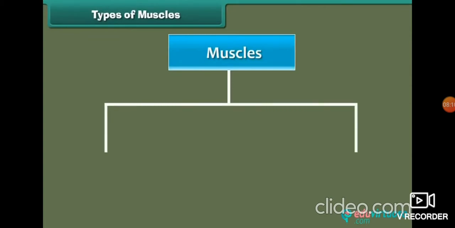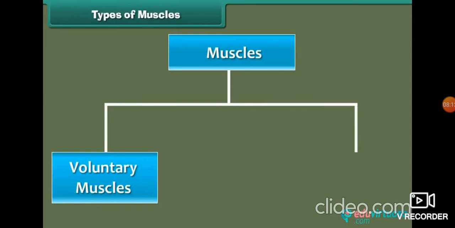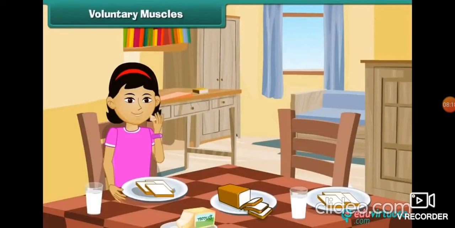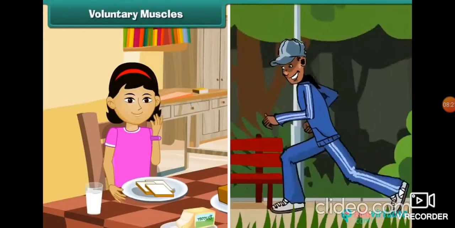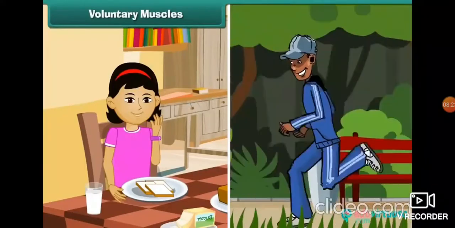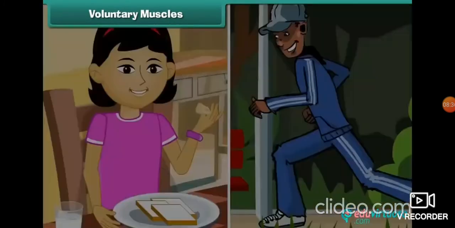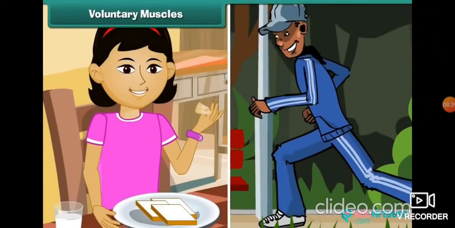There are two types of muscles on the basis of whether we can control them or not: voluntary muscles and involuntary muscles. Voluntary muscles are the type of muscles which are in our control. When we want to eat anything, run, play, or write anything, we can do it by ourselves, right? Because we can control it. So these types of muscles are known as voluntary muscles. Skeletal muscles are voluntary muscles. Your arm, feet, hand, all these muscles are voluntary muscles.